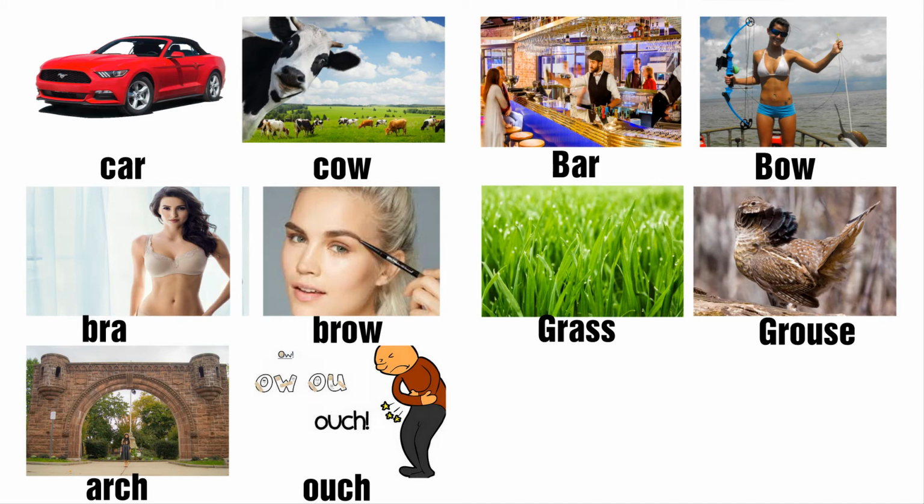Arch, he said loudly. Ouch, he said loudly. 2D. It's the best cow. Her brow was wrinkled. There's beautiful grass here. Arch, he said loudly. It was a long bar.